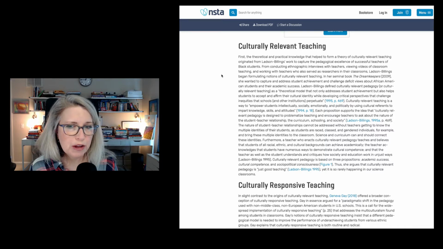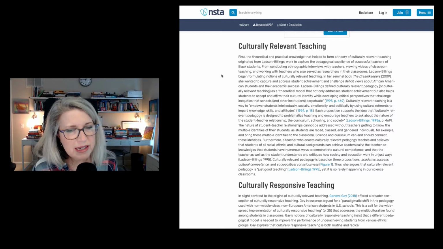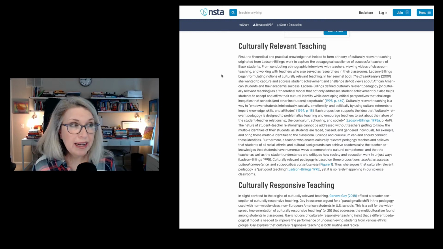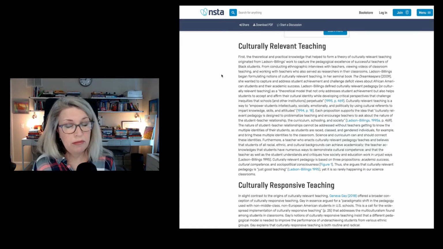Furthermore, a teacher who enacts culturally relevant pedagogy teaches and believes that students of all racial, ethnic, and cultural backgrounds can achieve academically. Well, who wouldn't? Shouldn't that go without saying? Why wouldn't you automatically believe that? Why do I need to teach using a specific kind of pedagogy that affirms all of these separate things, that kind of increases the separateness of these students who have superficial differences? Why do I need to do that to believe that they can all learn? That's insulting the teachers and it's insulting the students. They're human beings. I take it as a given they can all learn.